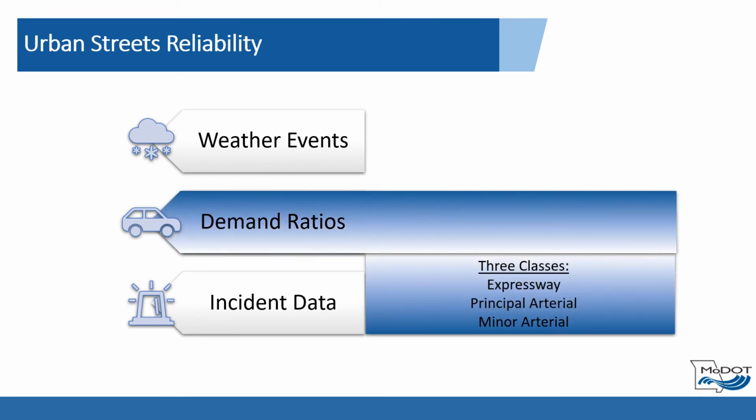HCS Streets provides three functional classes: expressway, principal arterial, and minor arterial. Default hourly demand ratios are provided for weekdays and weekends. Local data can be used if available for all demand ratios.